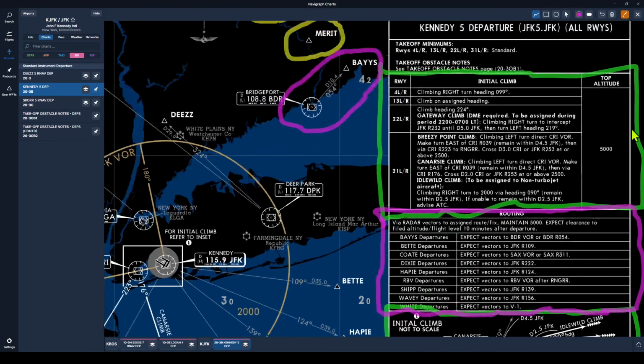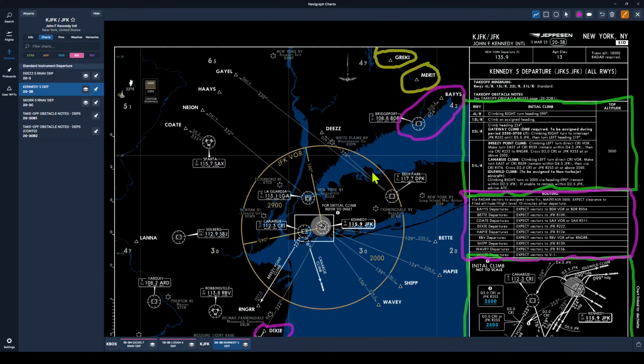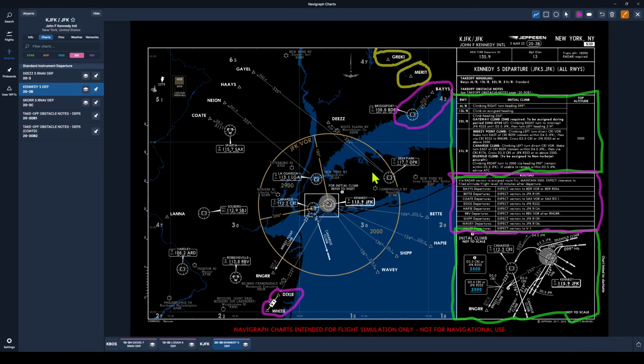There can be multiple initial climb segments for a given runway. For example, runways 31 left and 31 right have the Breezy Point climb, the Canarsie climb and the Idlewild climb. Runways 22 left and right have a default climb instruction, climb heading 224 degrees, and then an optional climb, the Gateway climb, which is assigned only during night time. After these initial climb segments, you navigate by radar vectors to your exit gate.